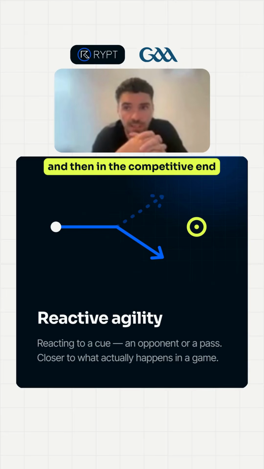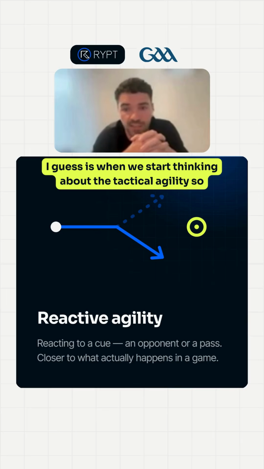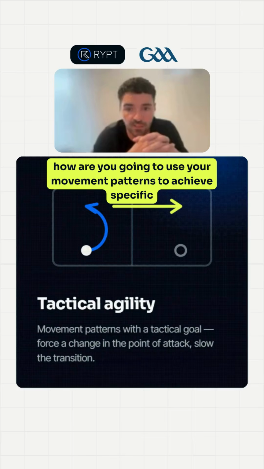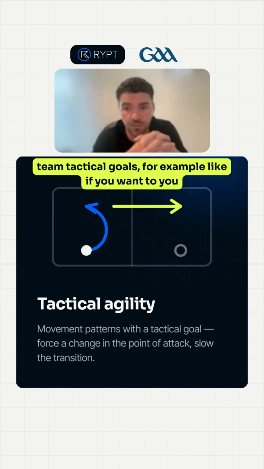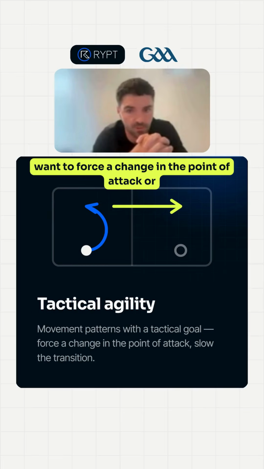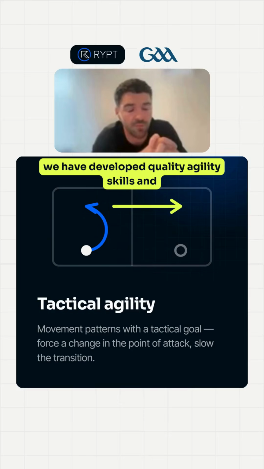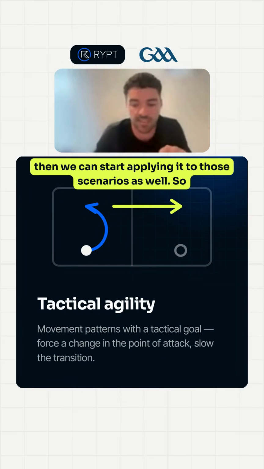And then in the competitive end, I guess, is when we start thinking about tactical agility. So how you're going to use your movement patterns to achieve specific team tactical goals. For example, if you want to force a change in a point of attack or to slow down momentum in a transition. Once we have developed quality agility skills, we can start applying it to those scenarios as well.